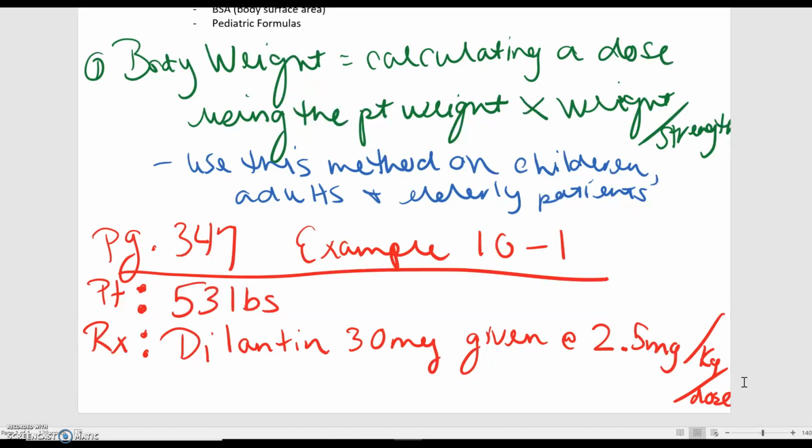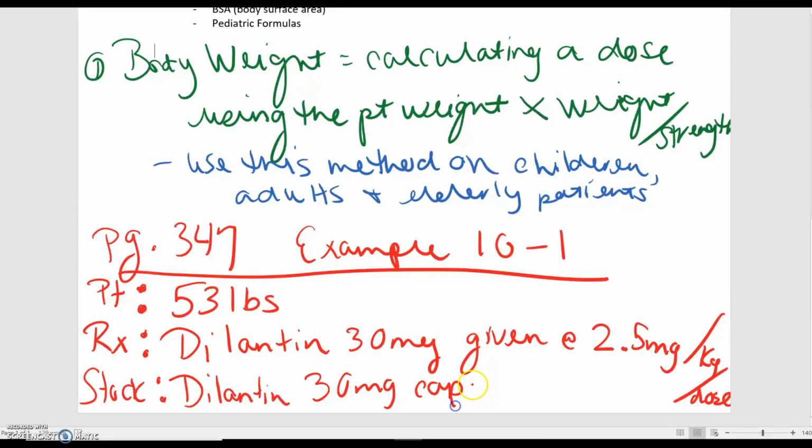And then your next thing you need to identify is what you have in stock. Well, what I have in stock is what? If I read that label, it says Dilantin 30 milligram capsules. I'm going to put caps here. All right. So that's the very first thing you need to do with this problem, is that you pull out the information that you need.